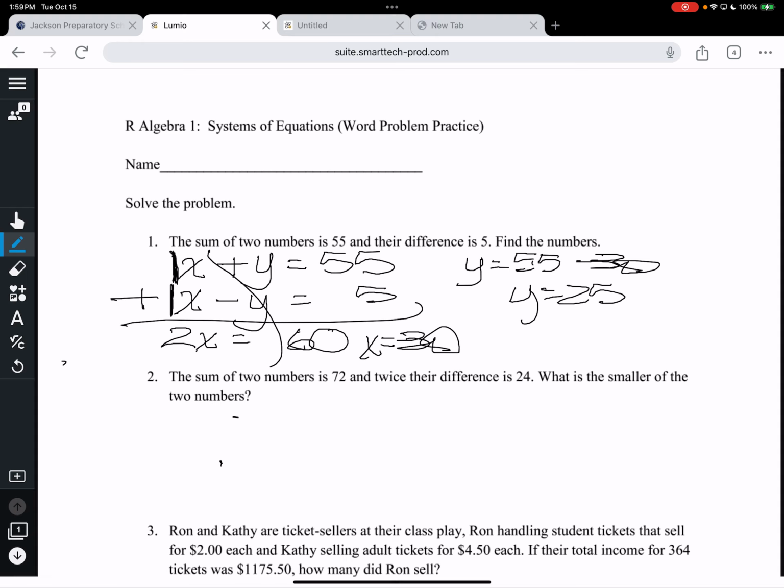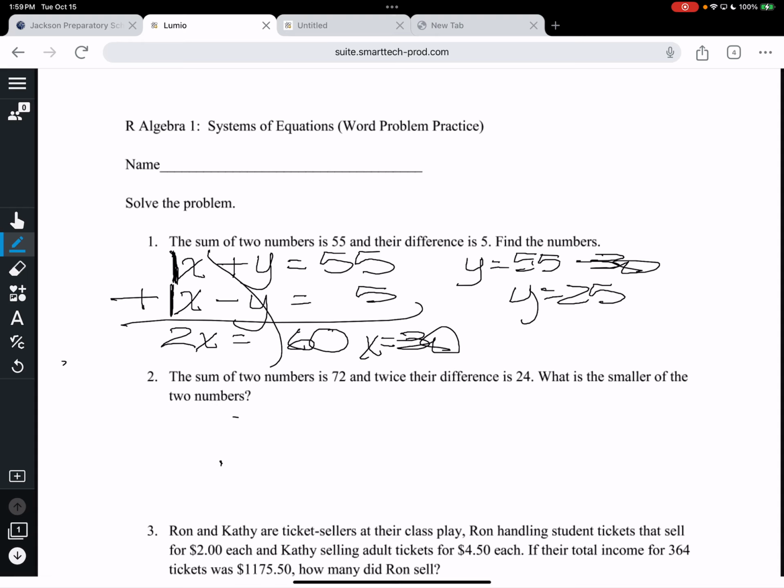Your final answer for these will not be ordered pairs. A lot of the times we are working with real world situations, like looking at how many tickets sold. So you're just looking for the x equals and the y equals. You wouldn't put real world solutions into an ordered pair, unless you're graphing this, but that's not what we'll do with any of these.